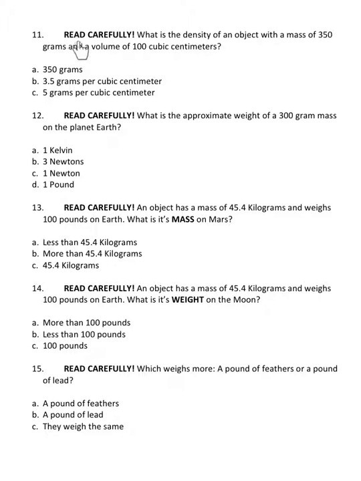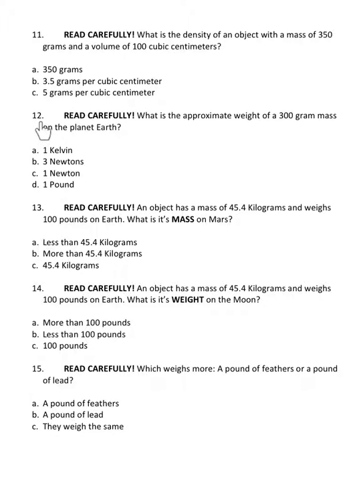Number 11. Read carefully. What is the density of an object with a mass of 350 grams and a volume of 100 cubic centimeters? A. 350 grams. B. 3.5 grams per cubic centimeter. C. 5 grams per cubic centimeter.